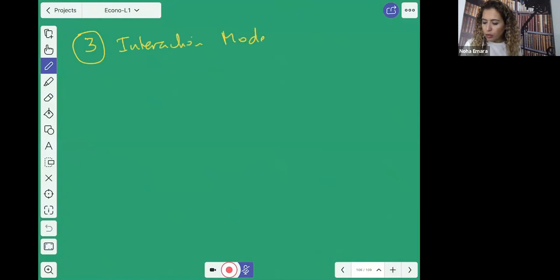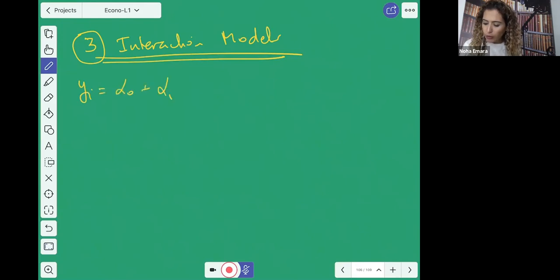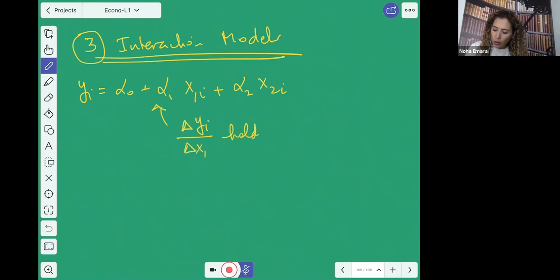So the interaction models, what's the idea of an interaction model? If I have a model like this, yi is equal to alpha naught plus alpha 1 x1i plus alpha 2 x2i, and I stop here. This model is telling me that alpha 1 would show me the effect, or the change in y due to the change in x1, holding constant x2. So x2 is held constant, okay?